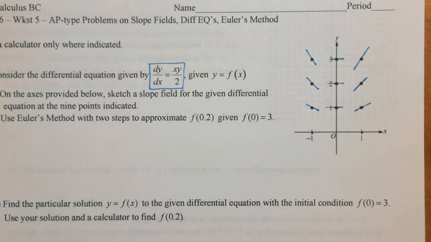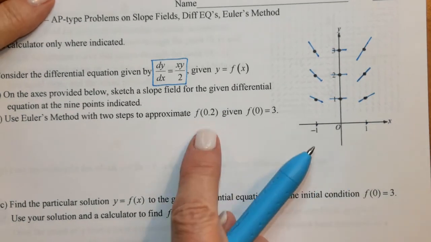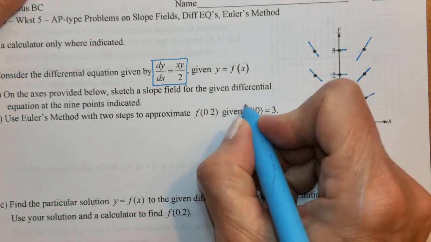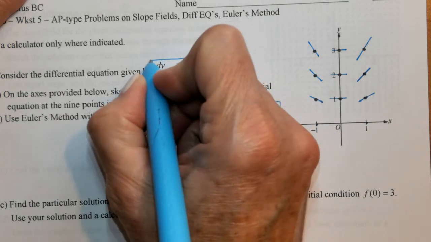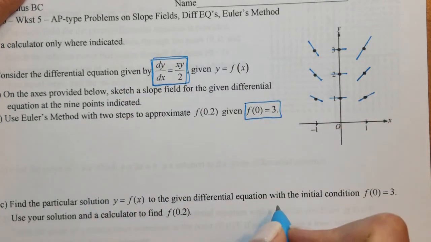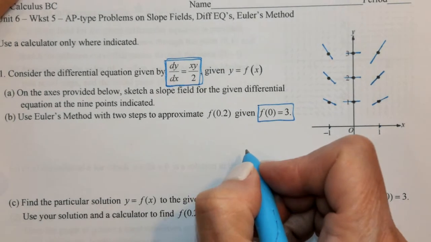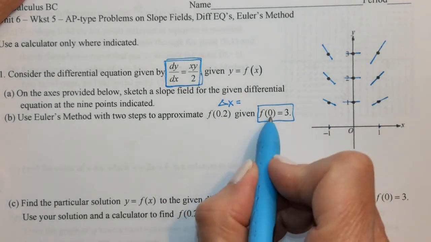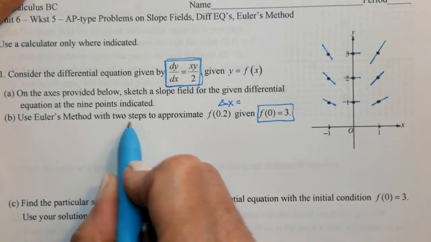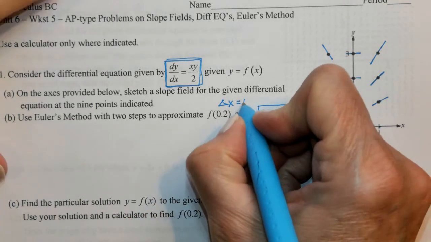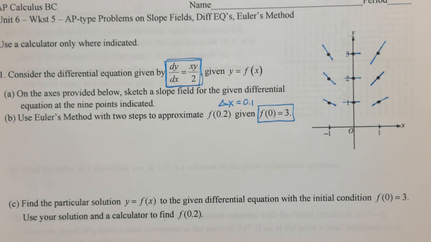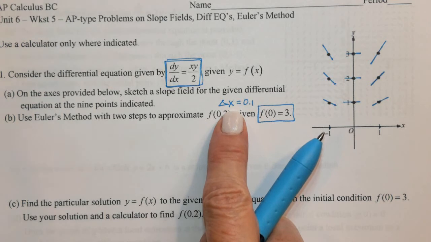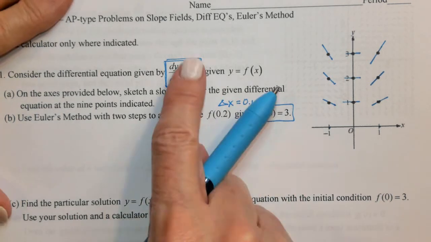All right. Part B, use Euler's method with 2 steps to approximate f of 0.2 given that f of 0 is 3. So here's our starting point. Here's our differential equation, which will give the slopes. The only other thing I need before I begin is my delta x. Well, I'm starting at 0, and I'm going 2 equal steps to get to 0.2. So delta x has got to be 0.1. So every time before you start, you need your initial point, you need your delta x, and then you need something that's giving you the slope. In this case, it's an equation.